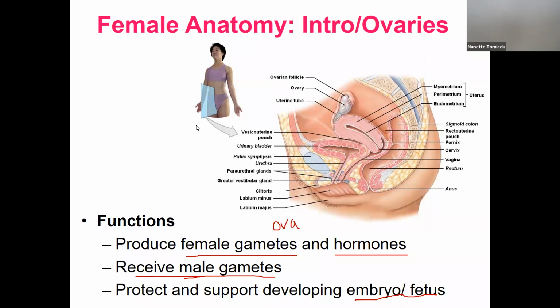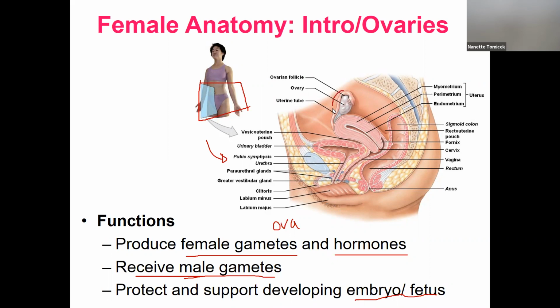So let's just get used to looking at this view here. We have another sagittal section here. You can imagine this plane is cut through this female model here, and now we're able to see the internal structures.